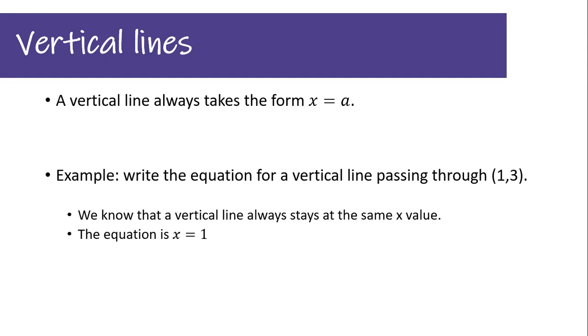Now, we can do the same thing with vertical lines, except vertical lines are always at the same x. It doesn't matter what y is, but the x is always the same. Remember, this isn't actually a function, it's just a line. It doesn't pass the vertical line test because it is itself a vertical line. So it always takes the form of x equals a because x is the constant here. So for example, if we want to write the equation for a vertical line passing through the point (1, 3), it doesn't matter what y is, but we know that x equals 1. So we will just write the equation x equals 1 for that vertical line.